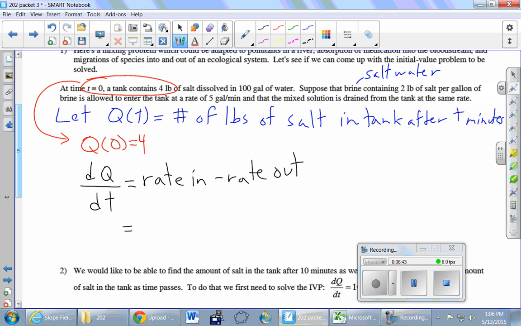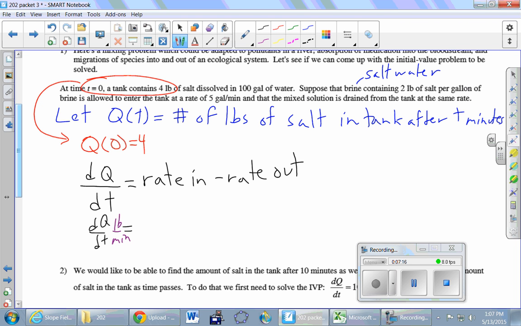The rate in, okay, so the rate that the salt is coming in, it's 2 pounds of salt per gallon at a rate of 5 gallons per minute. Thinking about units, let me copy my dq dt over here. What are the units for dq dt? Pounds per minute, and I'm going to write them right next to the letters, right? Rates for the derivative are just the dependent variable units over the independent variable units.